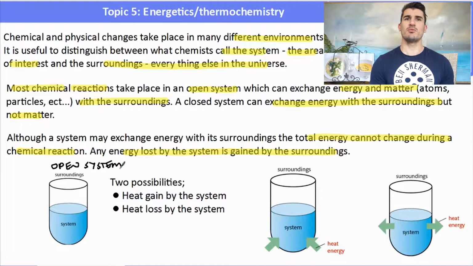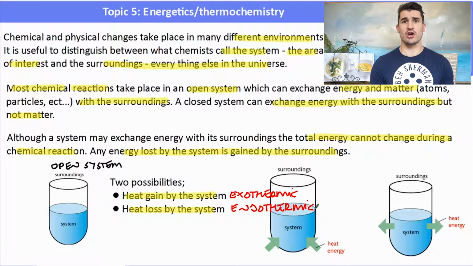So here we have a diagram which would be an open system because it doesn't have a lid, and there are two possibilities for this open system. It could gain heat, or it could lose heat. So there's heat gained by the system or heat lost by the system. Now, if the system loses heat to the surroundings, we describe that as being an exothermic reaction because the reaction is releasing energy. If the system gains heat, then we say that that is an endothermic reaction. It's starting to get colder, so the reaction is absorbing the energy.